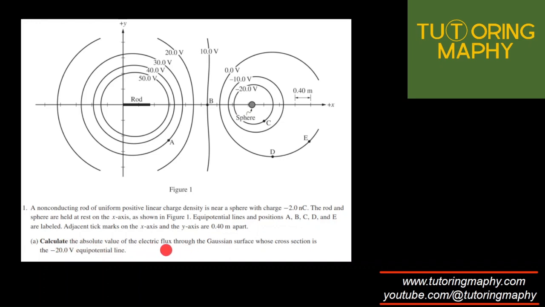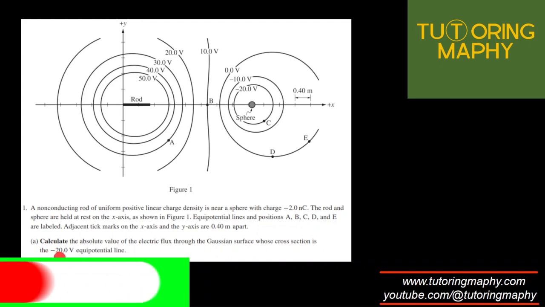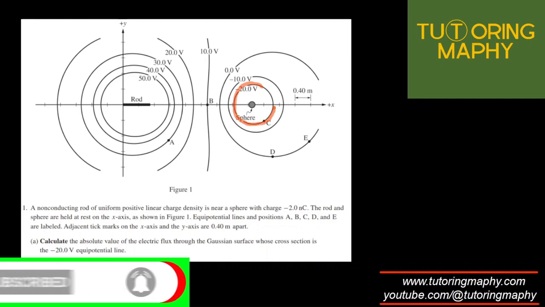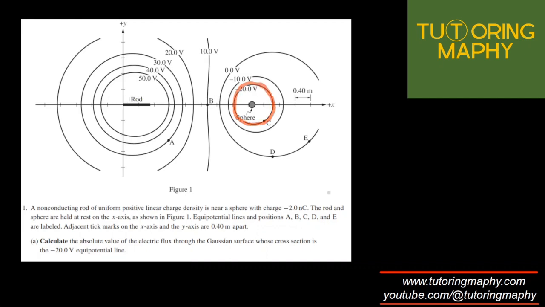Calculate the absolute value of the electric flux through the Gaussian surface, whose cross-section is a -20 volt potential equipotential line. So the -20 volt equipotential line is clearly this one, and we are supposed to find the electric flux through it. As per Gauss's law, the flux is given by Q inside over epsilon naught. What is Q inside? By the way, they are only interested in the absolute value. So although the sphere's charge is -2 nanocoulombs, I'm just going to take it as 2.